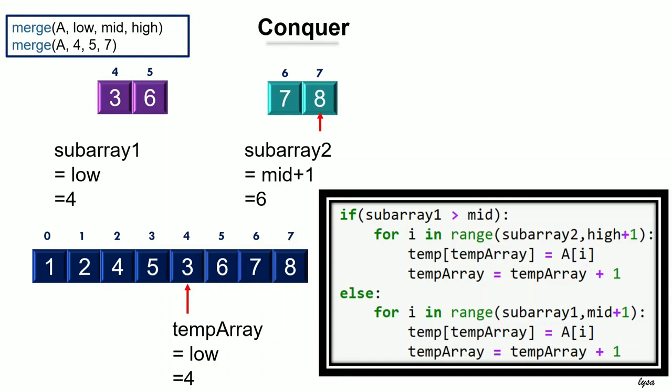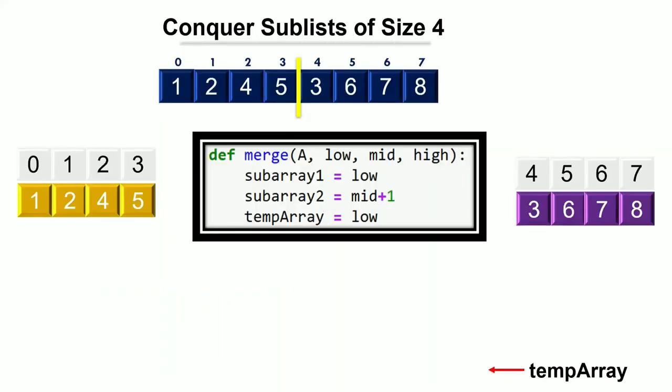At this procedure, we have considered only the elements on the right hand side from 4 to 7, and we have completed sorting the elements on the right hand side, and we have written the sorted list into the temporary array. We have seen how sublists of size 1 are conquered. Then we saw an example of how sublists of size 2 are conquered. Sublists of size 2 when conquered result in a list of size 4.